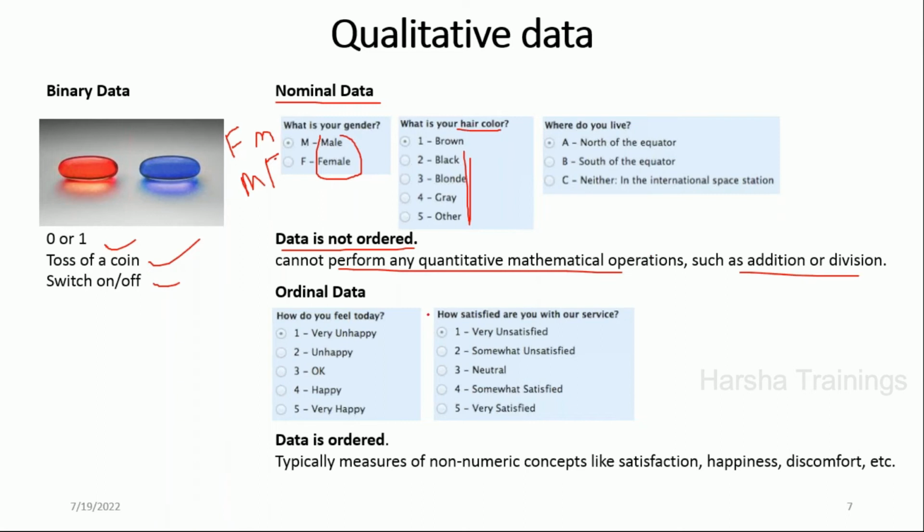Another data type is called ordinal data, where we store the data on a specific scale. For example, if you go to a hotel, after taking your lunch or dinner, they will give you a paper and ask you to write your opinion. These opinions range on a scale from low to high. Here 1 means very unsatisfied, 5 means very satisfied. Now here the data is ordered. Typically, non-numeric concepts such as satisfaction, happiness, and discomfort are used in ordinal data.